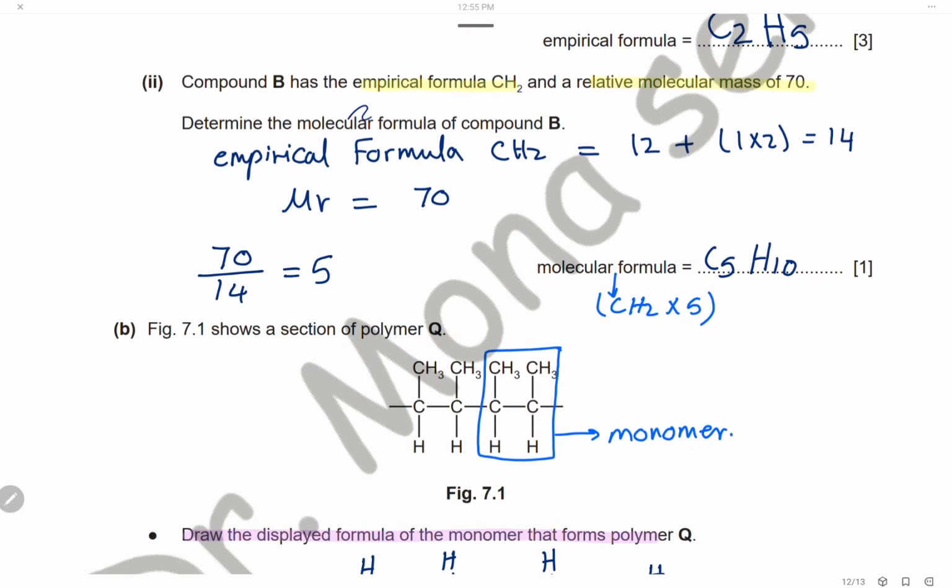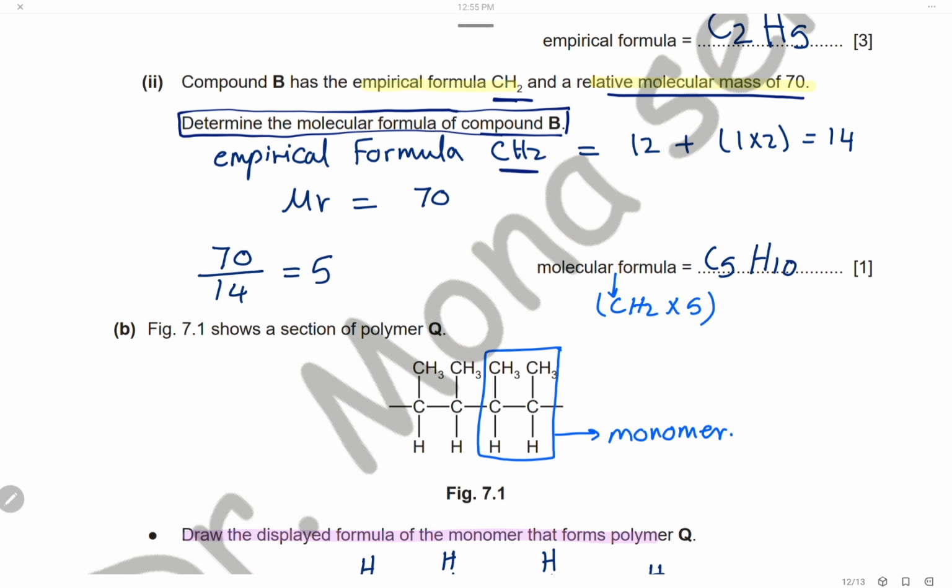Another compound, which is B. The empirical formula is CH2. So we want to calculate the molecular formula, knowing that the relative molecular mass is 70. The molecular formula of compound B, this is what we want to know.